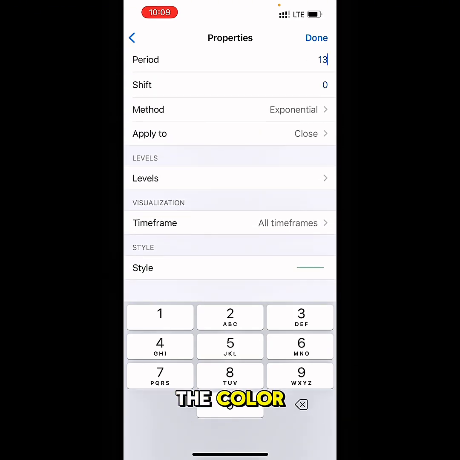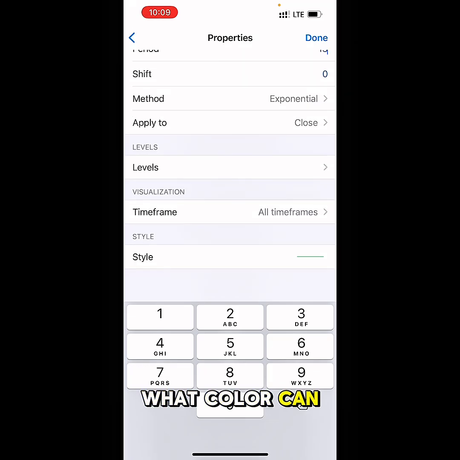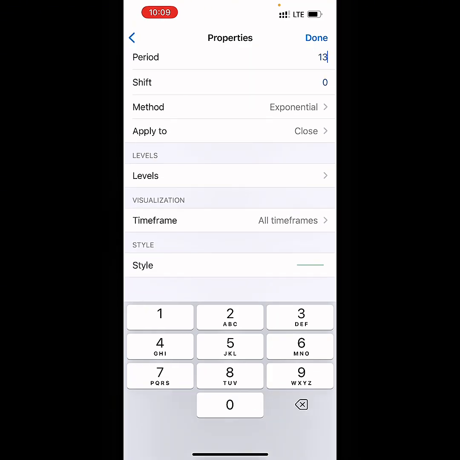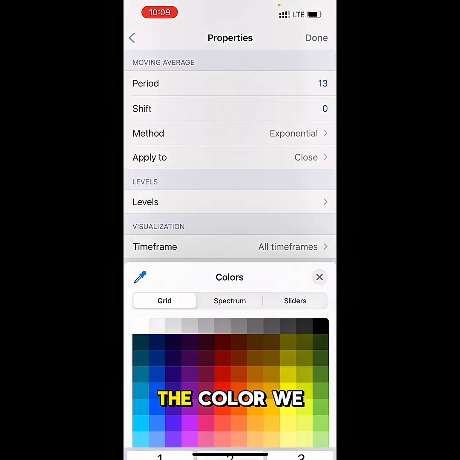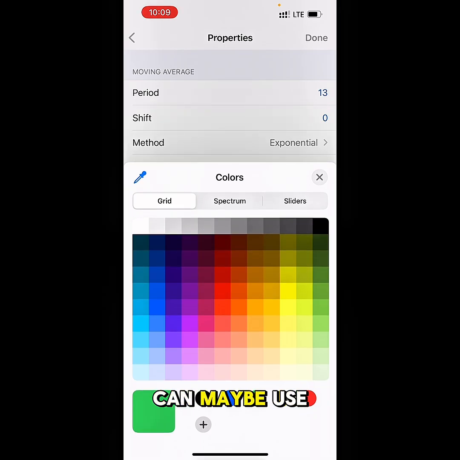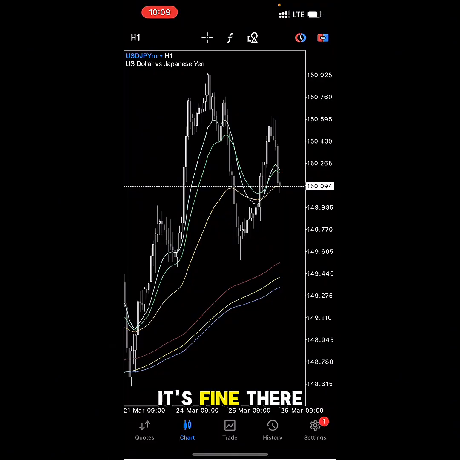Now we change the color. What color can we give to this guy? The color, we can maybe use light blue. It's fine. There we go, light blue.